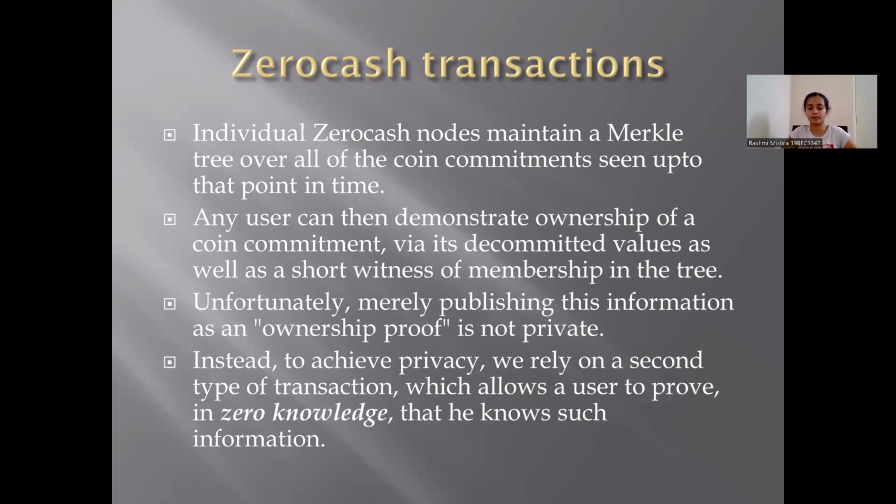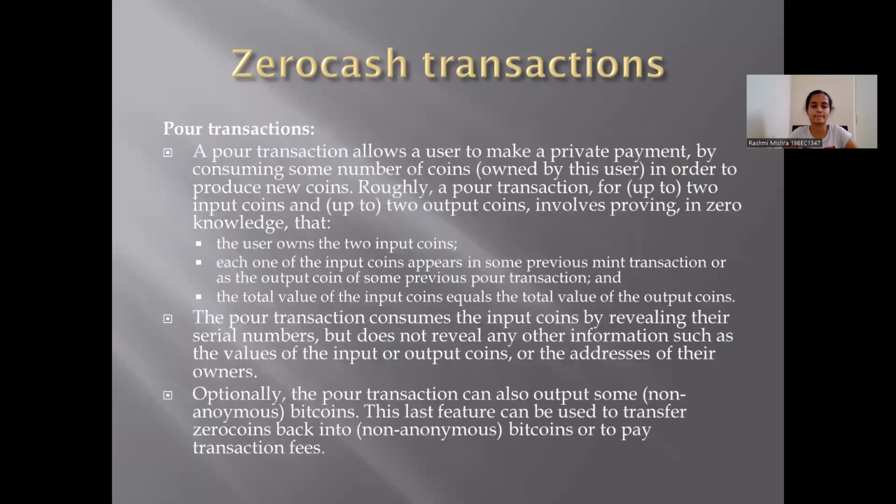Unfortunately, merely publishing this information as ownership proof is not private. Instead, to achieve privacy, we rely on a second type of transaction, which allows a user to prove in zero knowledge that he knows such information. This transaction is called the pour transaction, which allows a user to make a private payment by consuming some number of coins owned by this user in order to produce new coins.